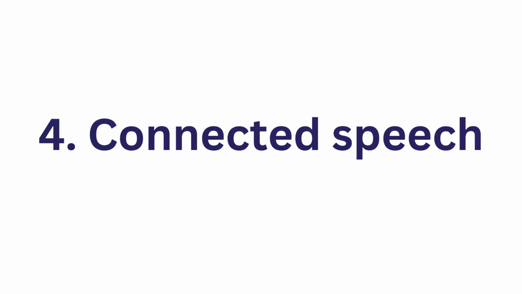Number 4, connected speech. In spoken English, we connect words together, so it can be difficult to hear when one word ends and another begins. In the following sentence, we don't say "turn it on" separately. We connect the words together so they sound like "turnitön", turn it on.